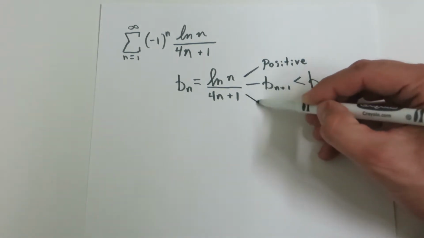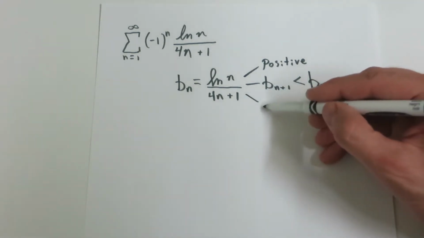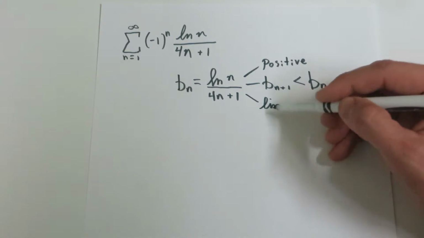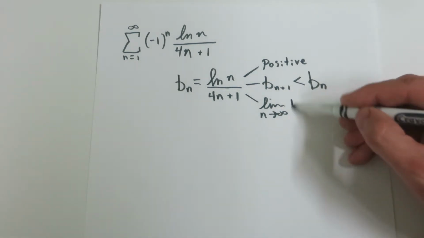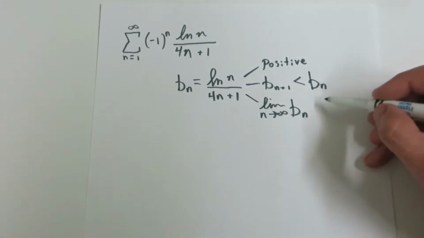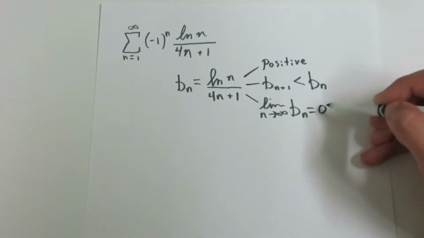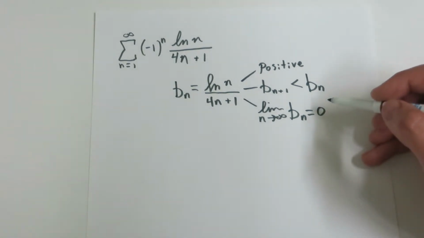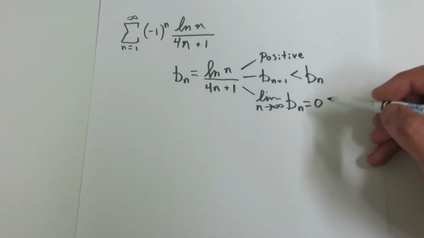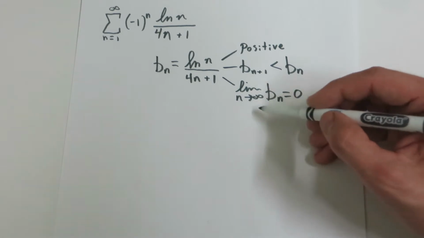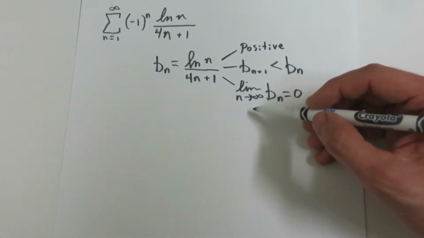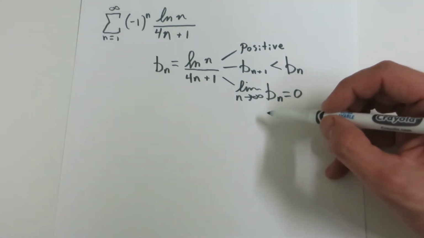Now, we could also say that the limit as n approaches infinity of our b sub n is going to be equal to 0. And for this, you could use L'Hopital's rule. You could just change your n's to x's and think of it as a function.